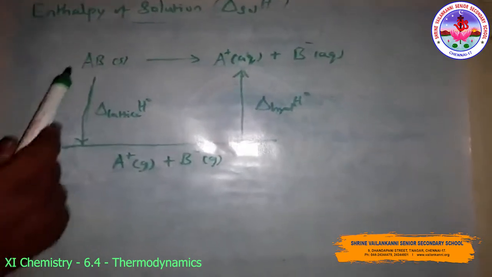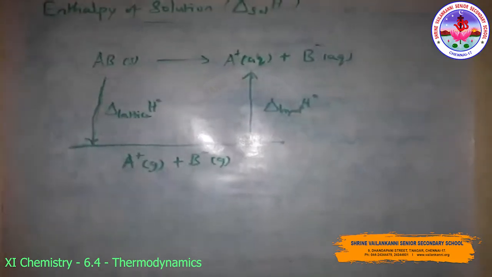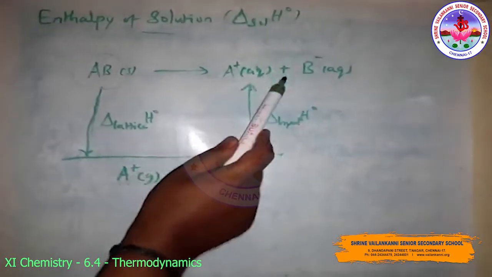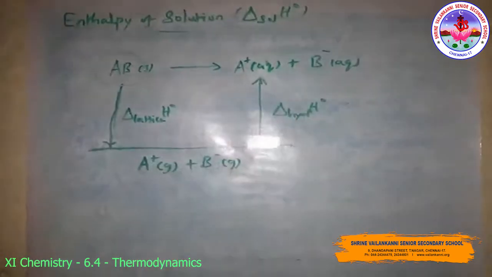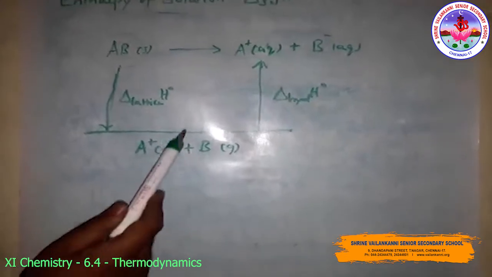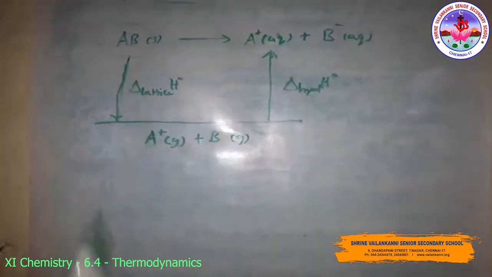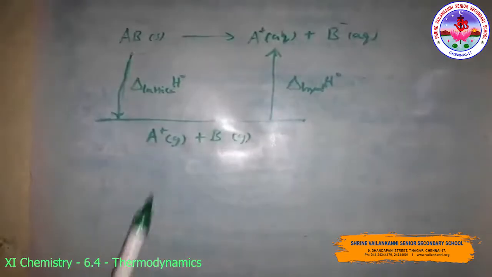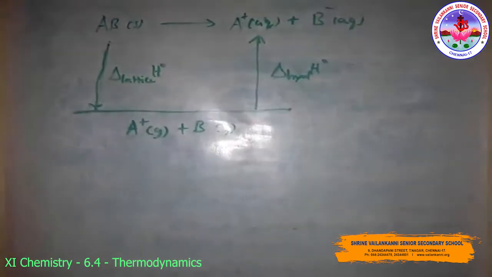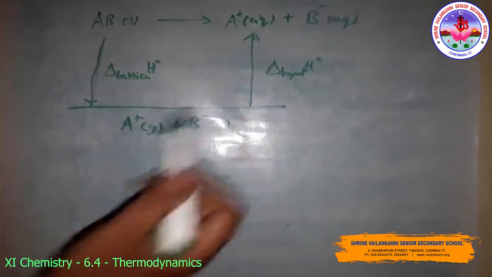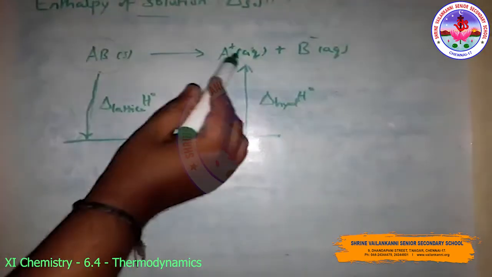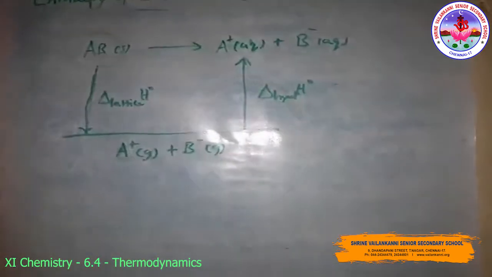So look at this: AB solid dissociates into A plus aqueous and B minus aqueous. For lattice enthalpy, look at this: A plus gas and B minus gas. Here the aqueous state, here the gaseous state. So this is the hydration enthalpy. Again, on hydration enthalpy you will get A plus aqueous and B minus aqueous.